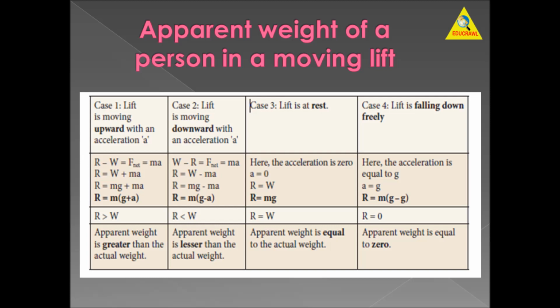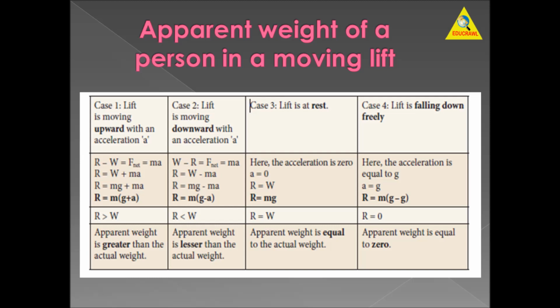Here, just a small rearrangement. Capital R is equal to W minus MA. Hence from the equation, what we understand is the apparent weight is less than the actual weight, because it is given as W minus MA. This we also feel when we move in a lift. When the lift is moving downwards, we feel some of our weight has reduced.